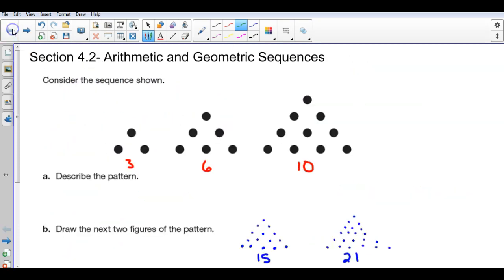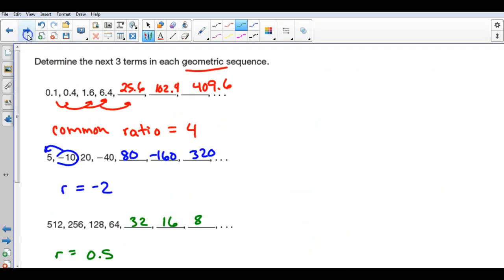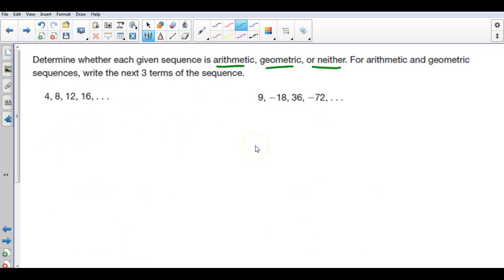I'm going to go back to the first pattern that we did here. Notice that I'm adding 3, and then I'm adding 4, adding 5, adding 6, adding 7. So there is a pattern, but it's not the same amount that we're adding every time, and we're definitely not multiplying. So this sequence that's on this first slide here is a neither, neither arithmetic nor geometric.